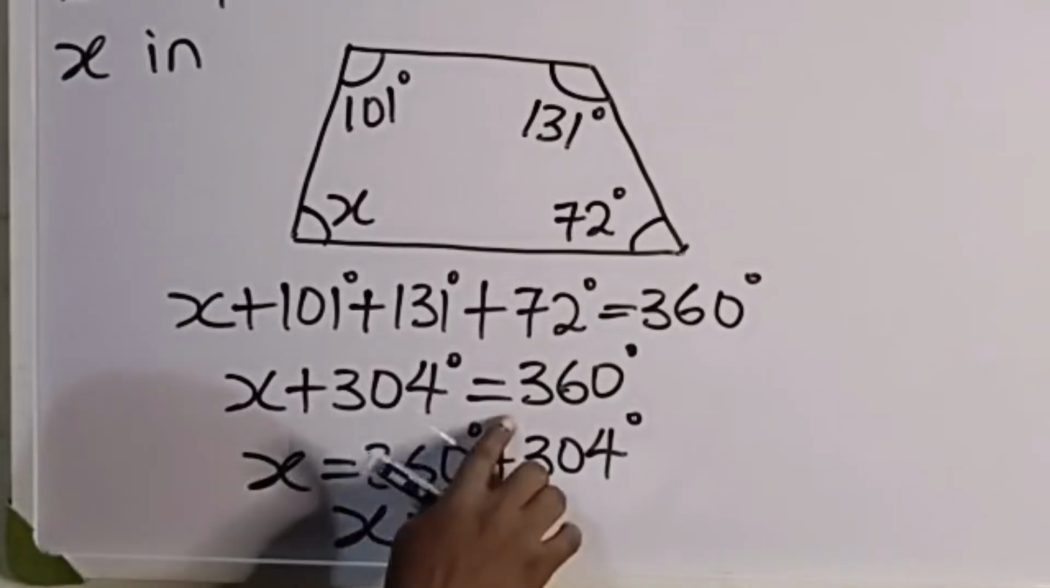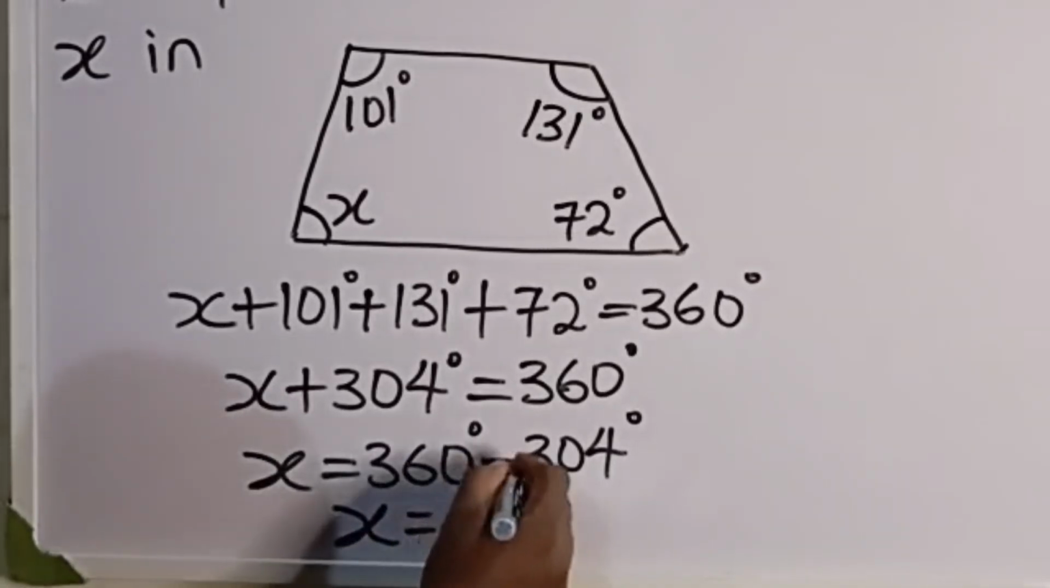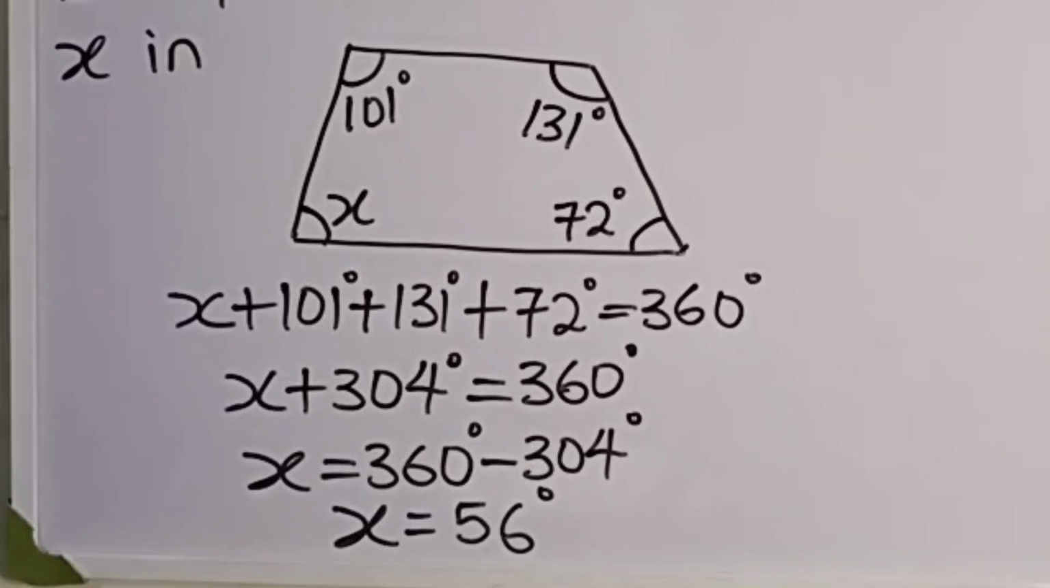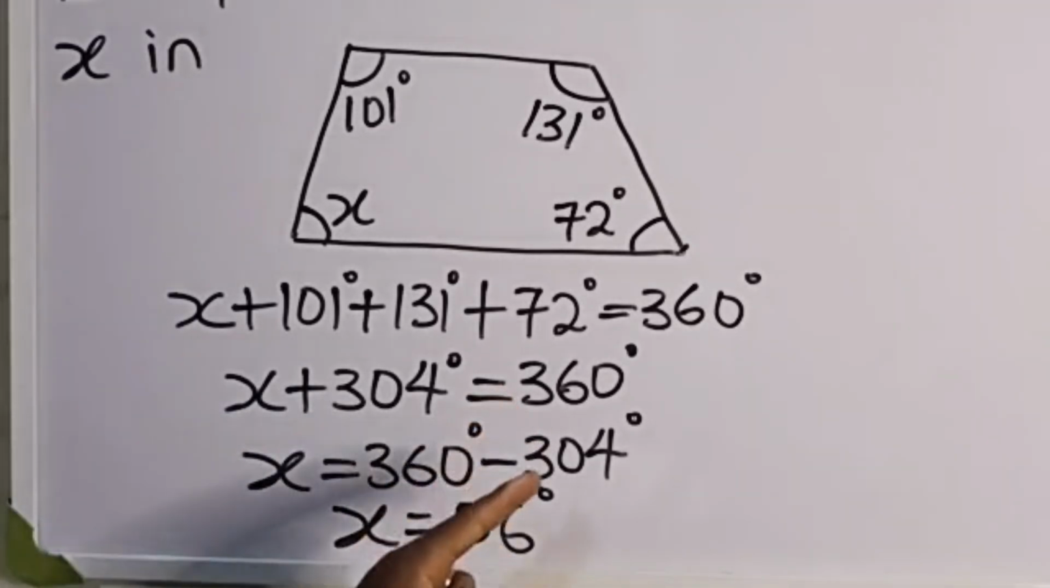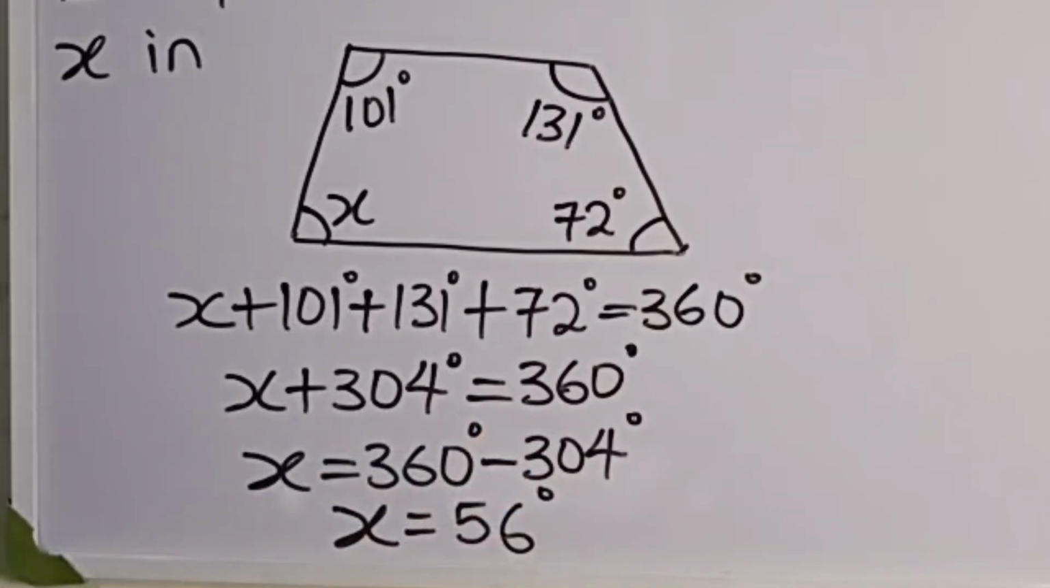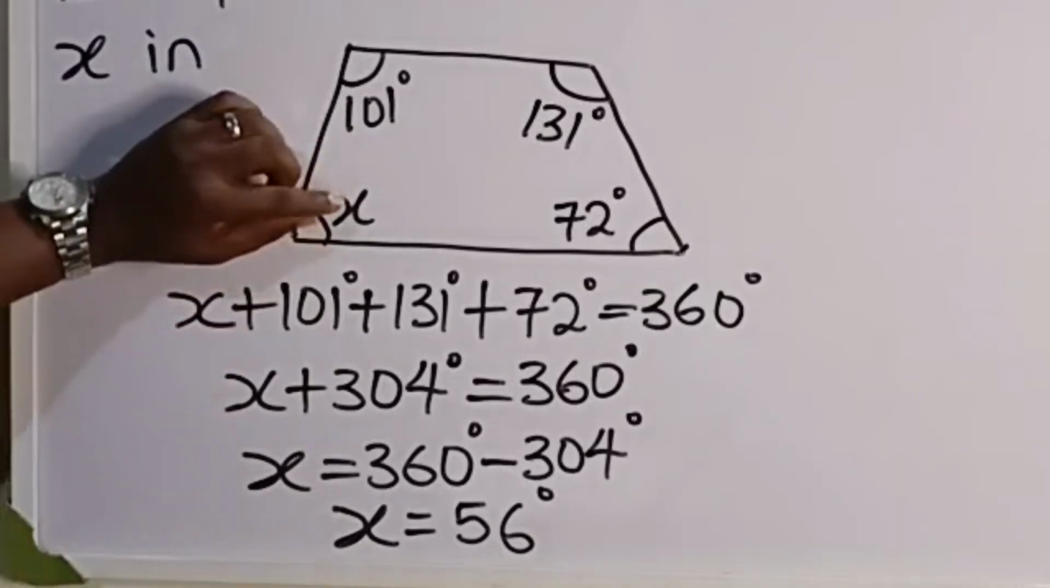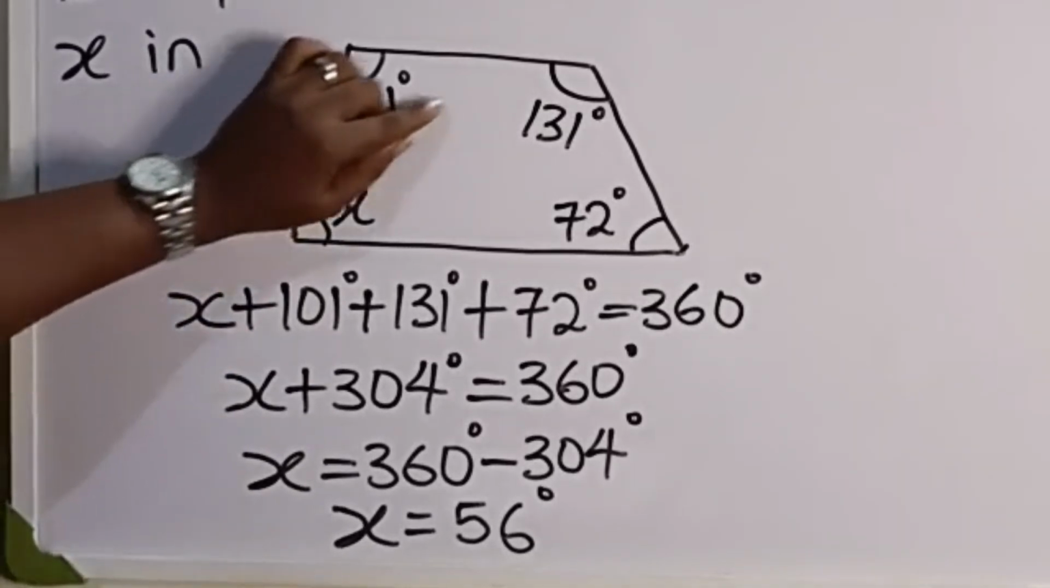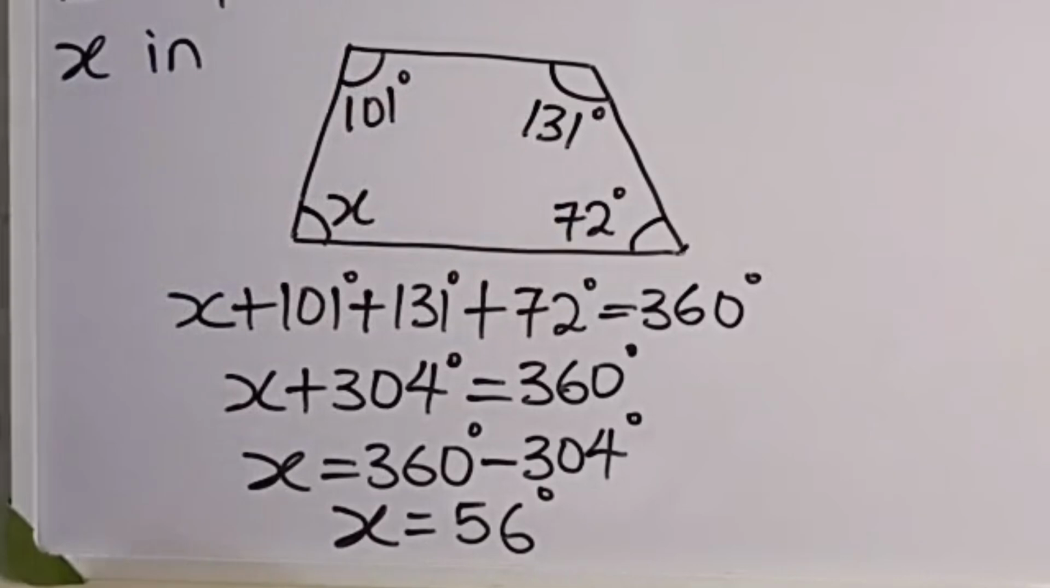So the value of the missing angle x is equal to 56 degrees. We have been able to use this principle to find this missing angle when we know the other three angles. So now let's look at another example.